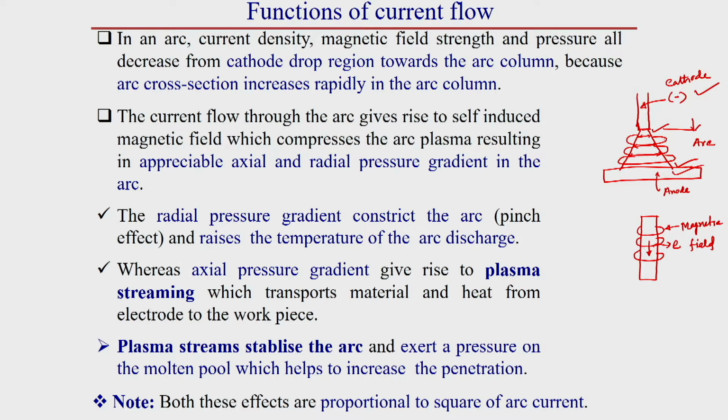So, it generally compresses the arc, or you can say it constricts the arc, and due to this constriction of the arc there is a rise of temperature. More rise of temperature occurs also. So, the radial pressure gradient constricts the arc and raises the temperature of the arc discharge. So, radial pressure is responsible for these two.